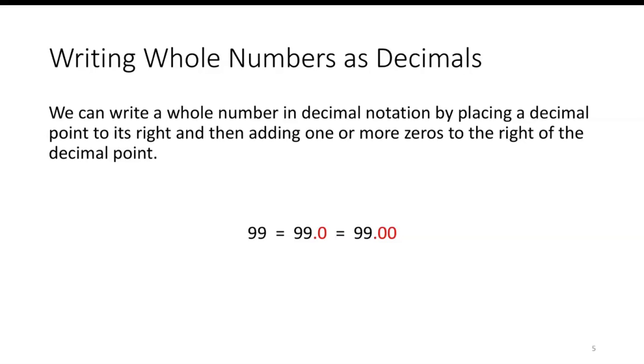Just a note that we can write a whole number in decimal notation by placing a decimal point to its right and then adding one or more zeros to the right of the decimal point. So 99 is equal to 99.0 or 99.00, 99.0000. The extra zeros do not affect the number.